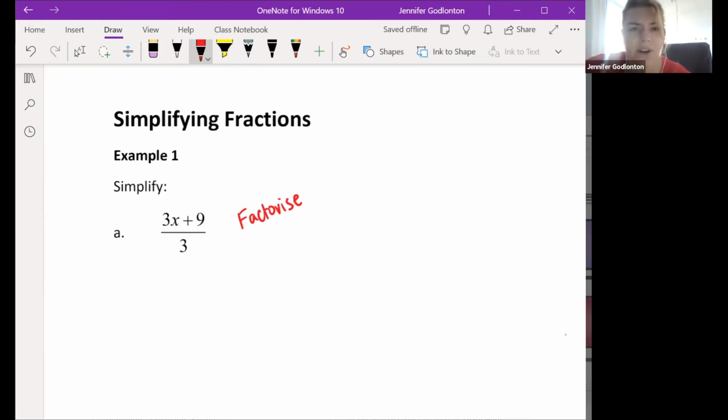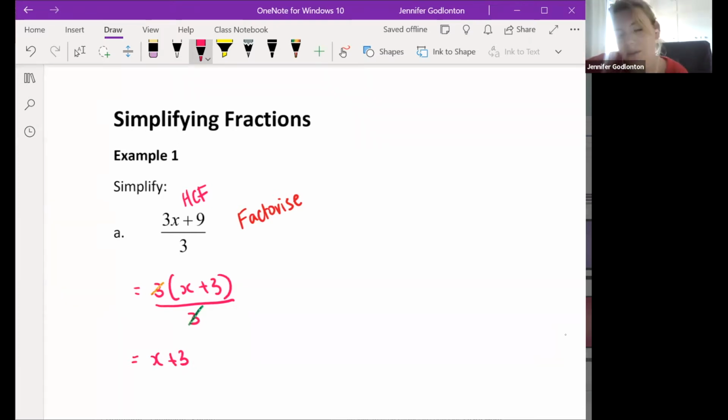So if I'm looking at my numerator over here, I've got 3x plus 9. I can take out an HCF of 3. So I can take out 3 and I would be left with x plus 3. And that's all going to be over 3. And then once I've done that, those 3's can cancel. And so my final answer would be x plus 3.